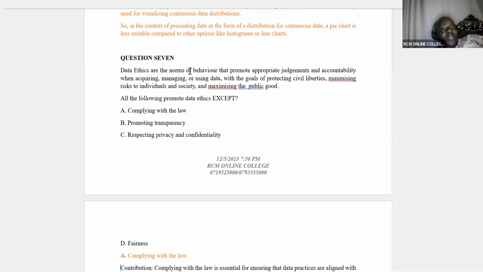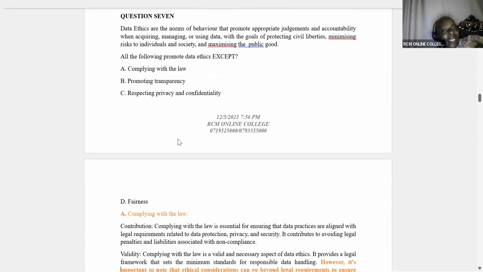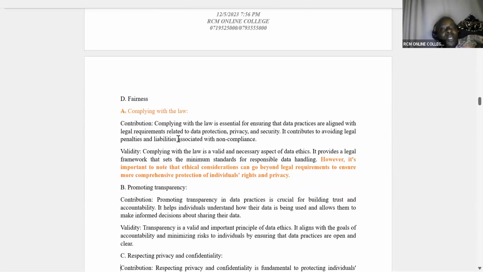Is it ethical? So all the following promote data ethics except complying with the law, promoting transparency. Of course, in this case here, this is what is ethical. Respecting privacy and confidentiality, we do that, then that is ethical. Ethics is all about what here? Fairness. So contribution, complying with the law is essential for ensuring that data practices are aligned with legal requirements related to data protection, privacy, and security. It contributes to avoiding legal penalties and liabilities associated with non-compliance.